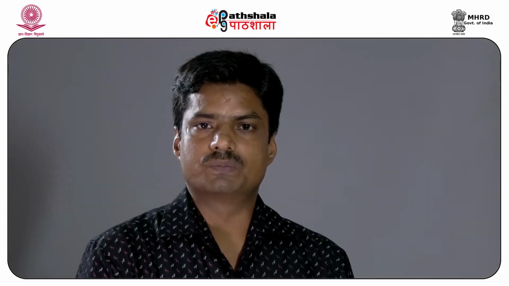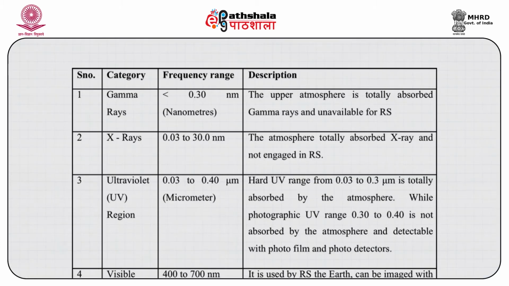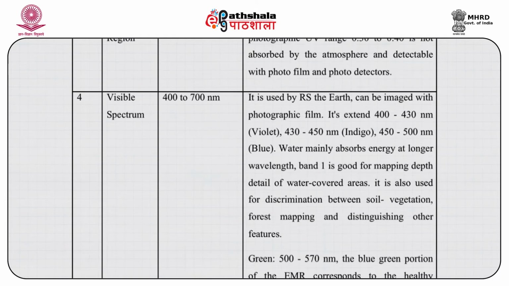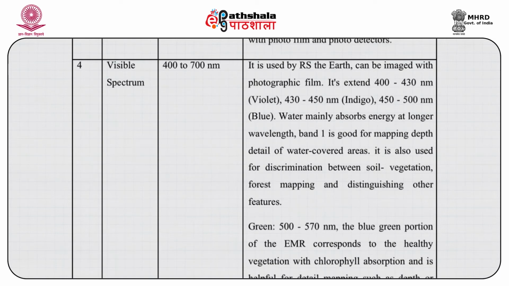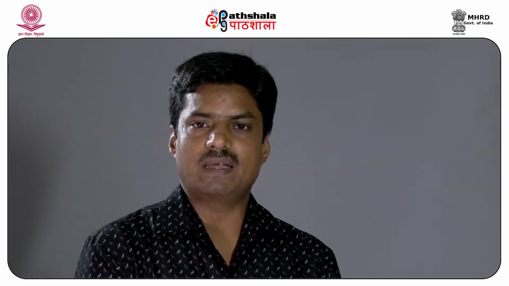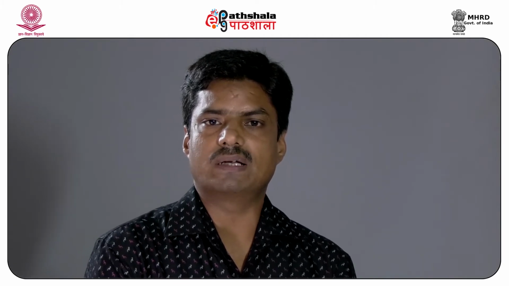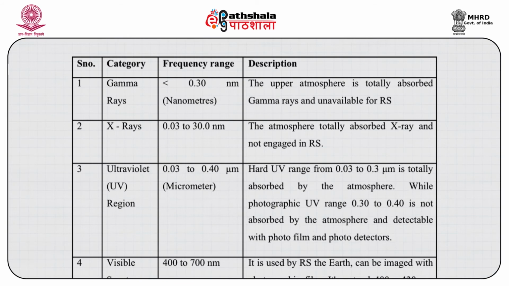Look at table 2 in your module. Table 2 explains the different characteristics of different bands of the electromagnetic spectrum, based on the use of these bands in remote sensing. In table 2 we have, number 1, gamma rays and X rays. These rays have very short wavelengths and are absorbed in the atmosphere, so they are not available for remote sensing. After that we have ultraviolet rays.